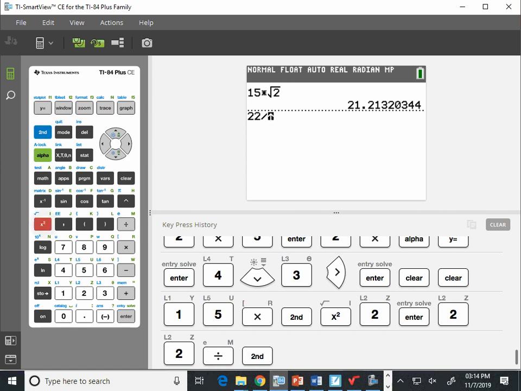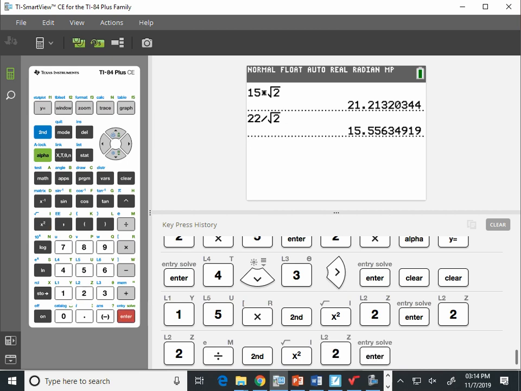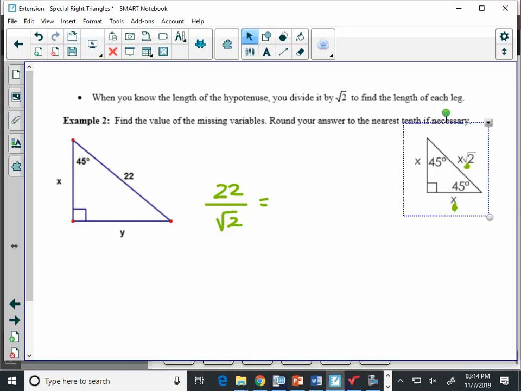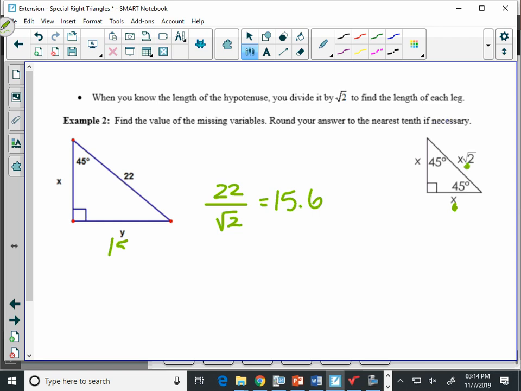It gives us that. Rounded to the nearest tenth, it's about 15.6. The legs are the same, so y is 15.6 and x is 15.6. And those are my answers.